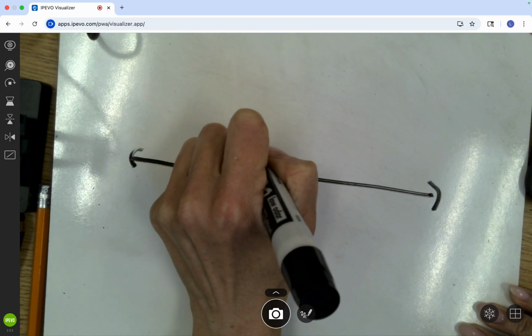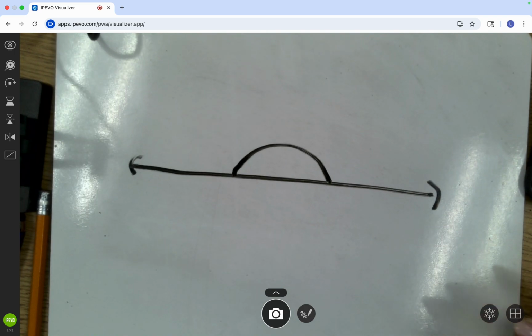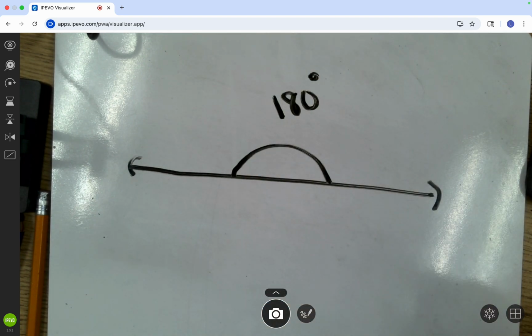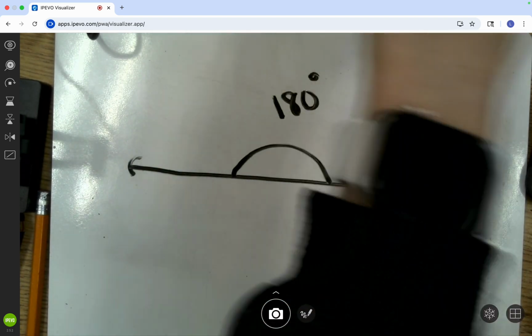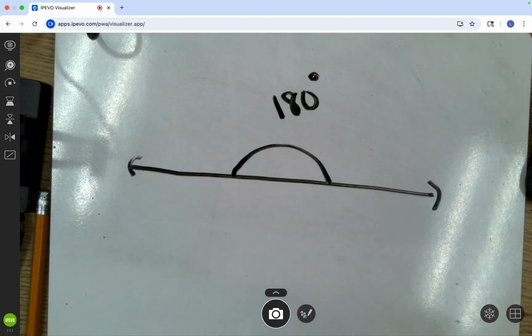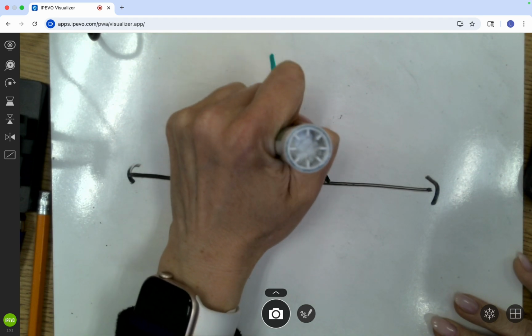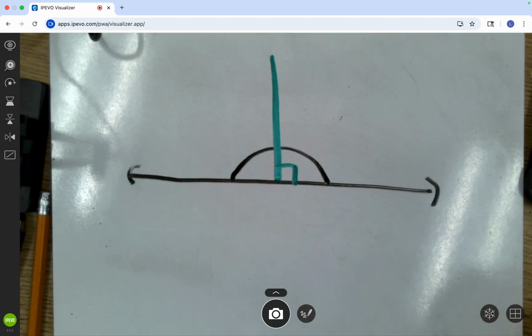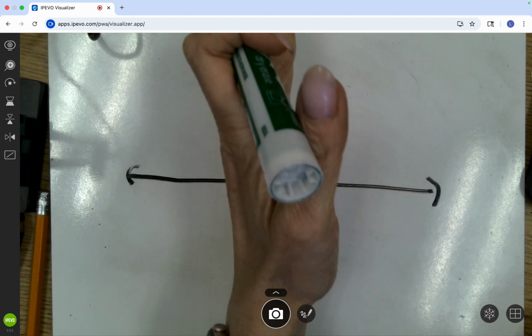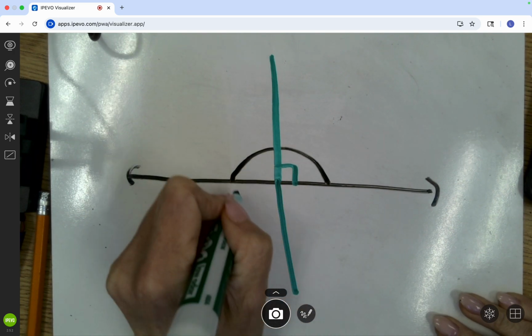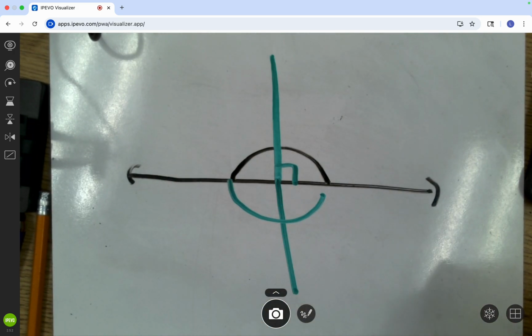Then we have a straight angle. Totally flat, a straight angle, and that is 180 degrees. Now, 90 plus 90 is 180 degrees. Which means a 90-degree angle is half of a 180-degree angle. You see how we break that right in half, okay? And 90 plus 90 is 180. And then a full circle, as we've learned, is 360 degrees, okay?